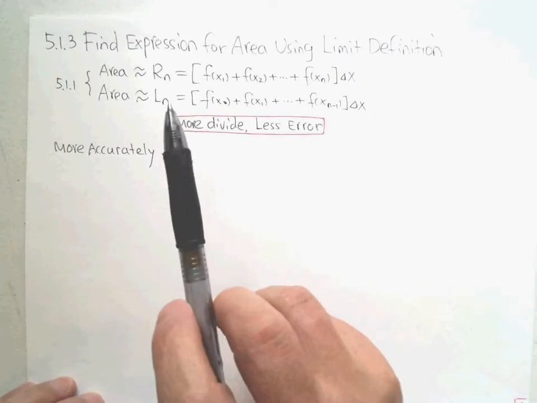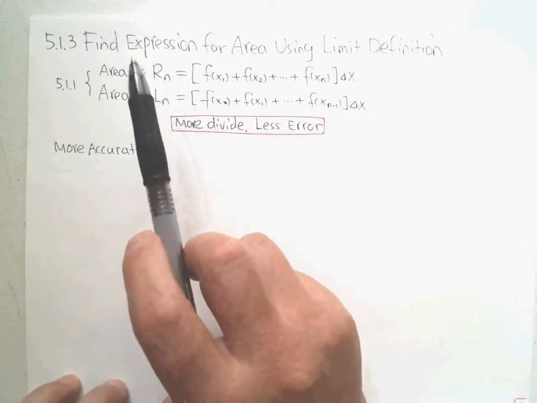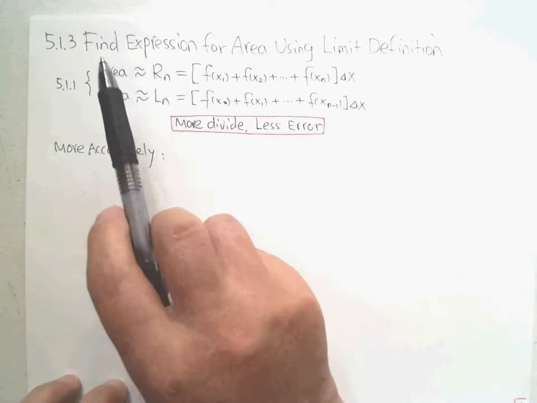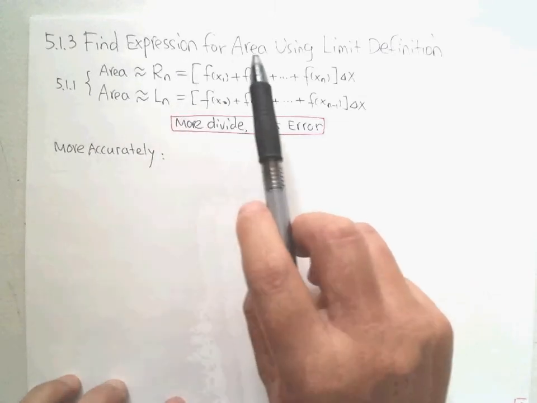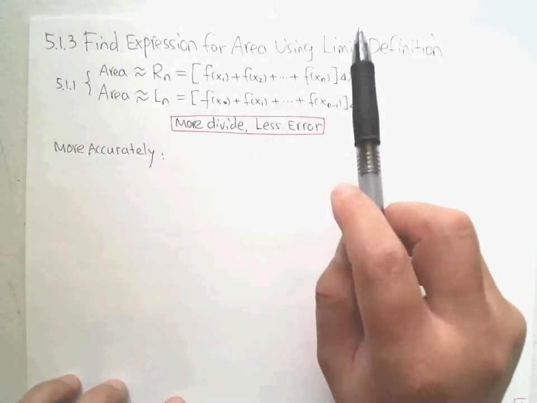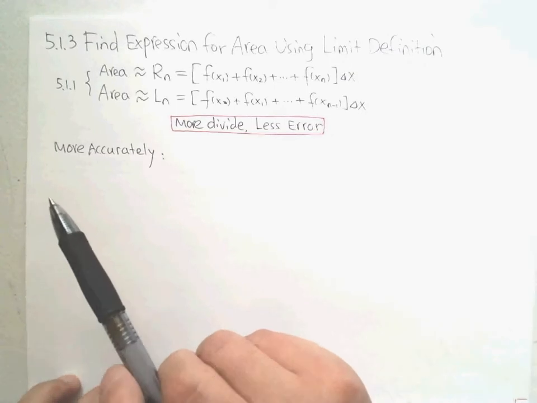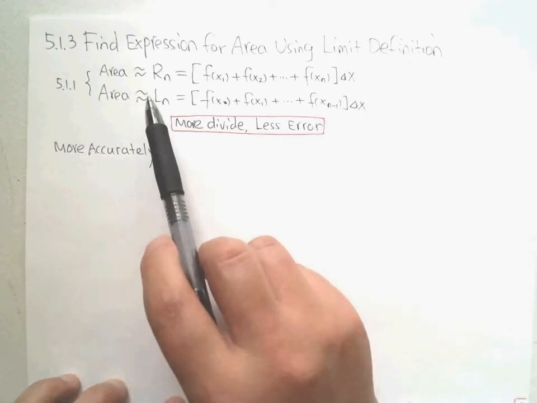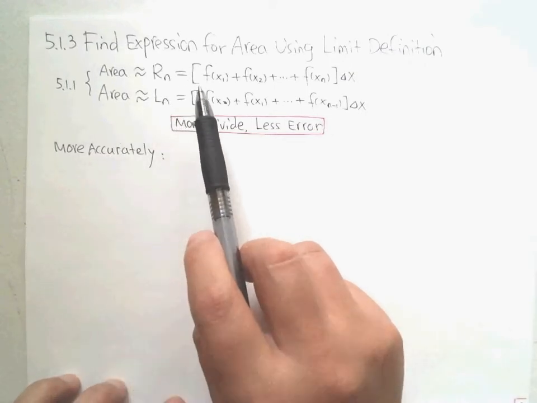The objective of this lecture is to find an expression for areas using the limit definition proposed by Isaac Newton. This time we're not going to just do approximation, but we're going to find the exact area.